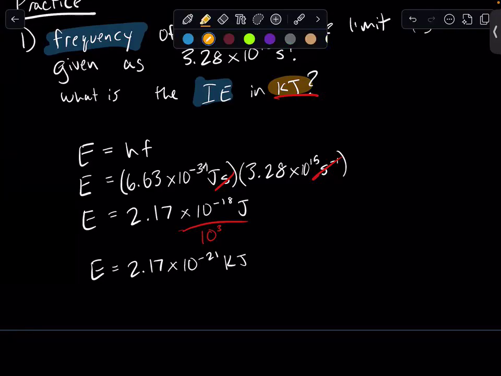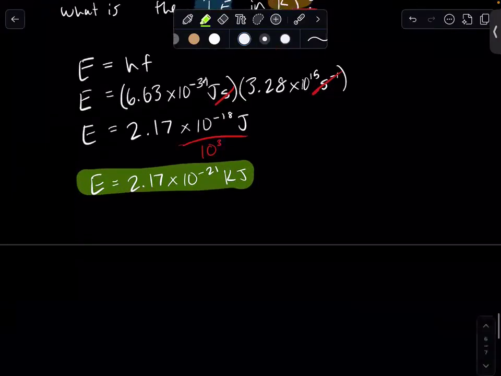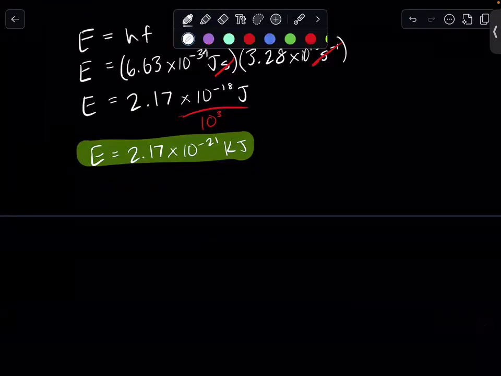A lot of times the IB will actually ask you for an answer in kilojoules. Kilojoules is very often used in chemistry as joules is too small a unit of measurement for most of the things that we deal with. So unless you're in HL studying entropy, you're not really going to be using joules very much. All right, number 2.